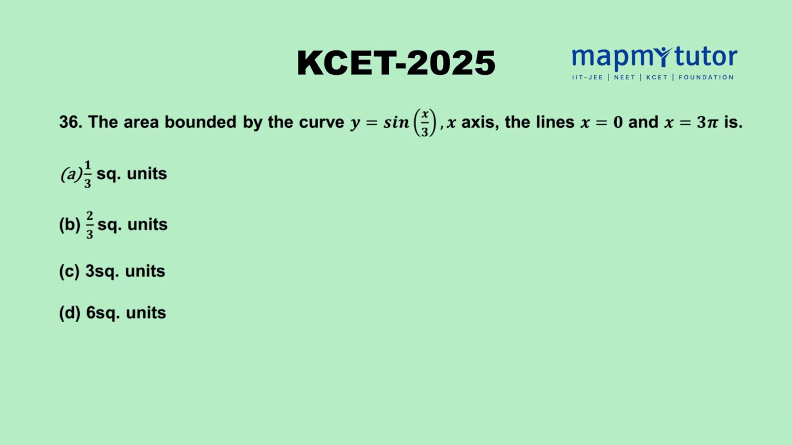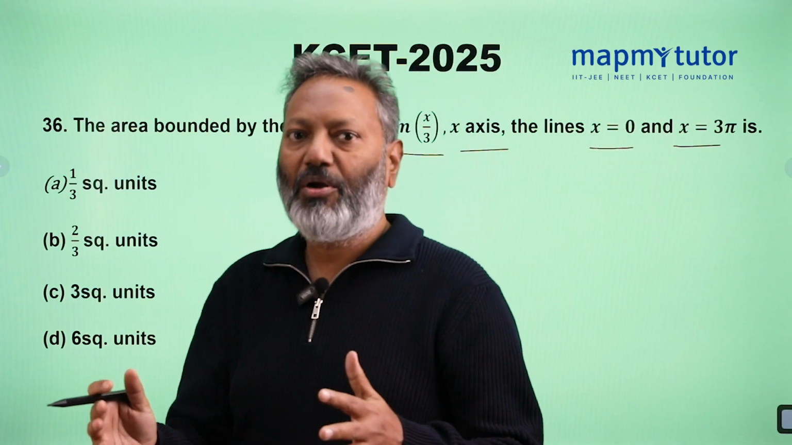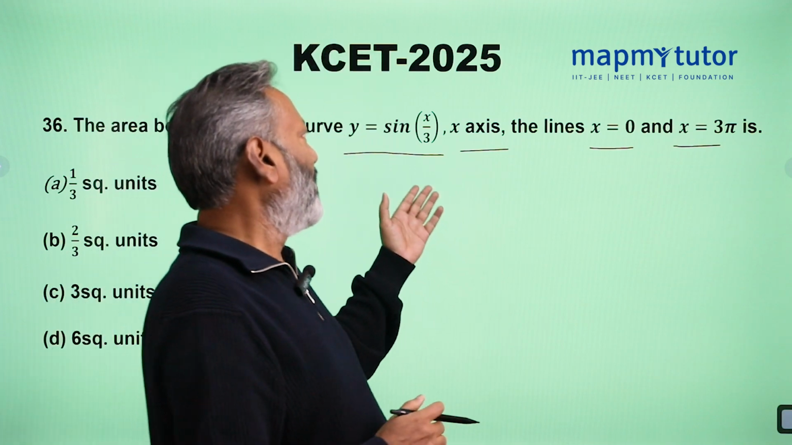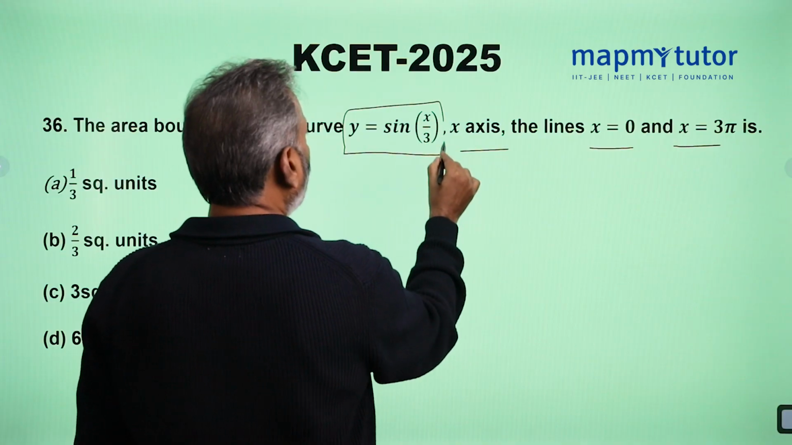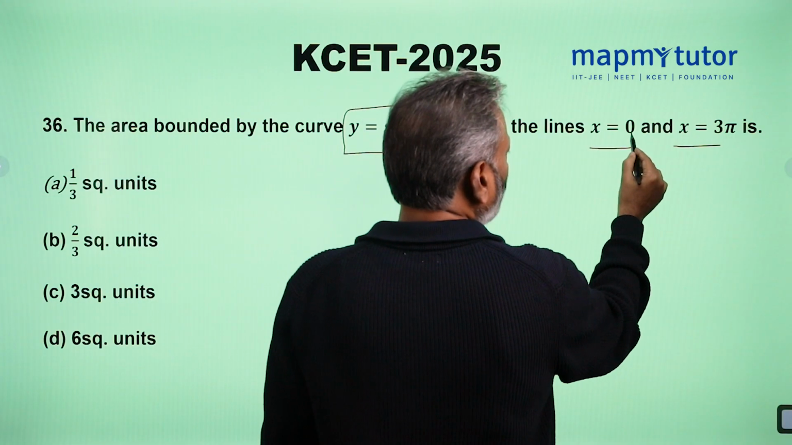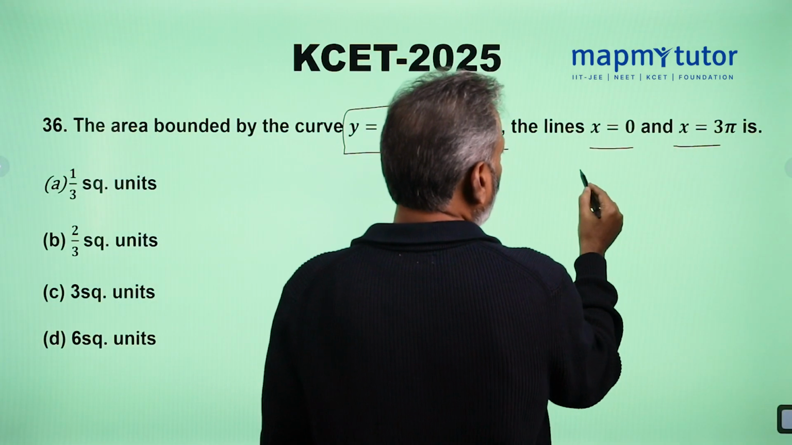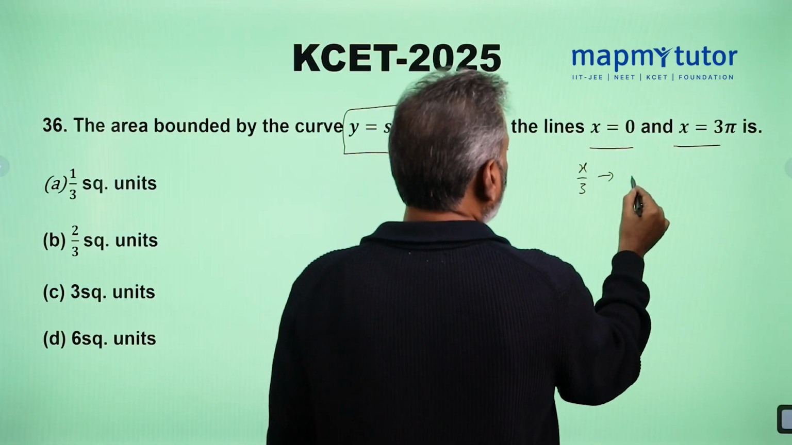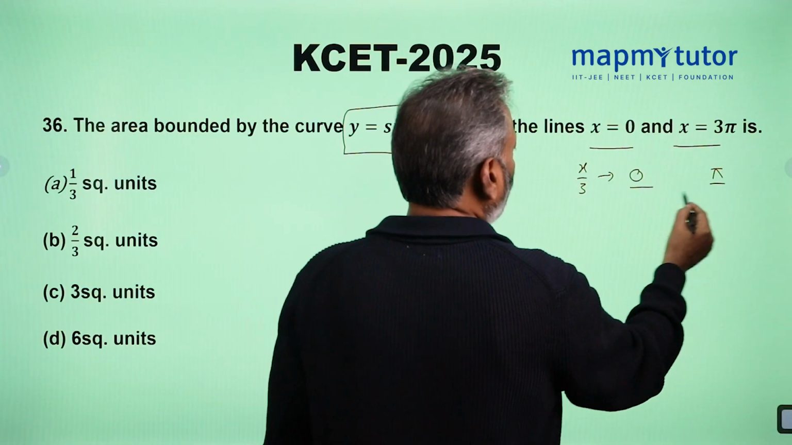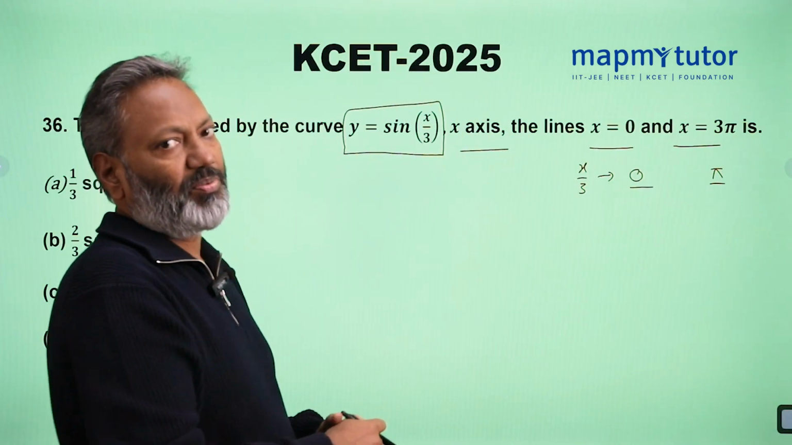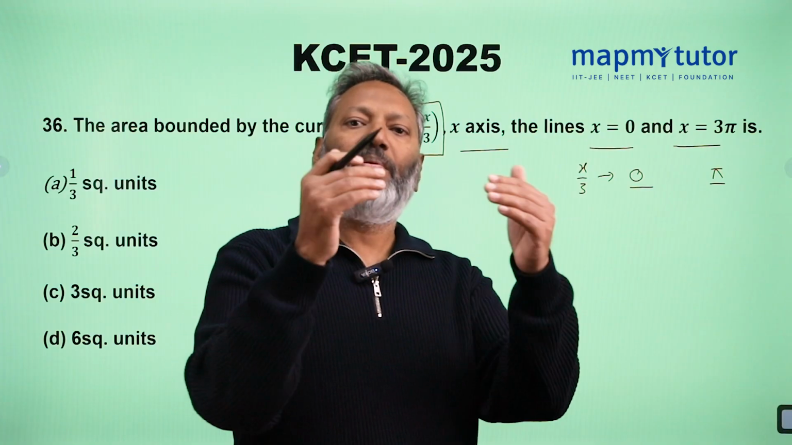Once again, it is area bounded by y is equal to sine of x by 3, x-axis, and x equal to 0, x equal to 3 pi. These are the 4 boundaries, okay? After which we can, of course, calculate the area. Now, whenever you take the function sine of x by 3, if you observe the limits, for x, they are 0 to 3 pi. For x by 3, what are the limits? 0 by 3 is 0, 3 pi by 3 is pi. So, 0 and pi. Between 0 and pi, sine of x by 3 is always positive. And hence, the entire area will be above x-axis.